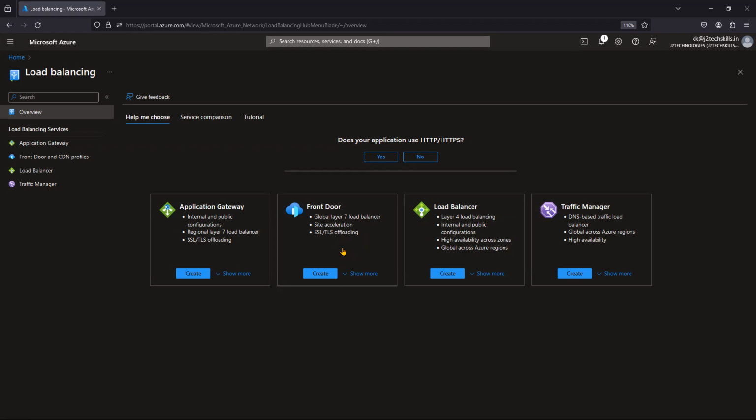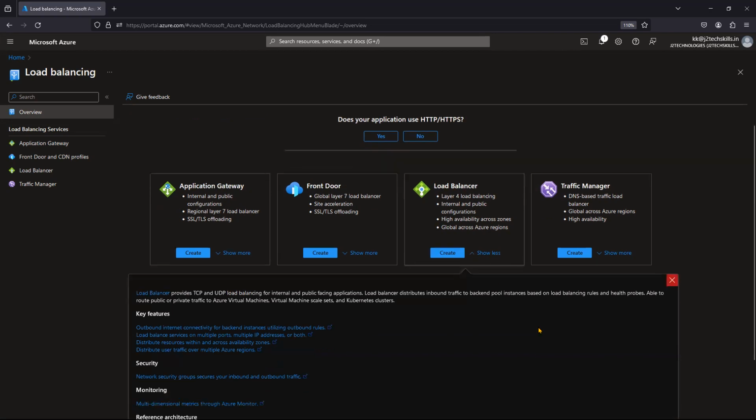Especially this way you can give the differences between these four load balancers. And after that, they might go deeply into each load balancer one by one. In this video, I'm going to cover the normal Azure load balancer. After that, in another video, I will try to cover Application Gateway, Front Door, and Traffic Manager. Okay, so first of all, I will cover load balancer interview questions.